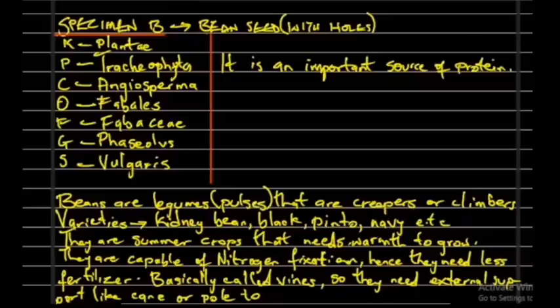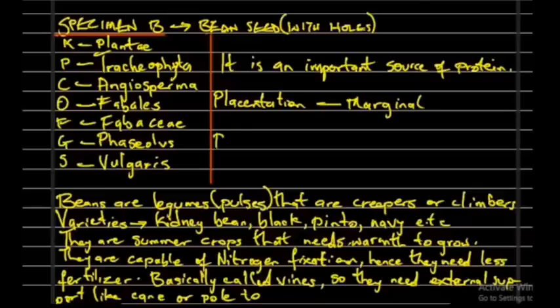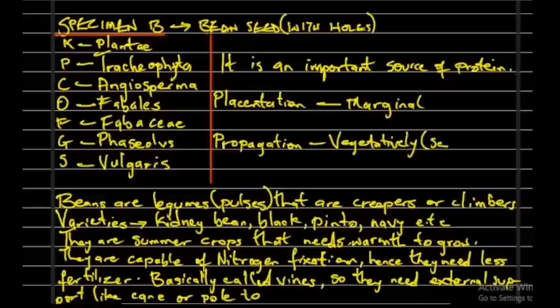For this particular crop, we can talk about its placentation. The placentation is marginal. It has all its seeds arranged in the pod serially. It is propagated vegetatively by seed. That is how it is propagated.